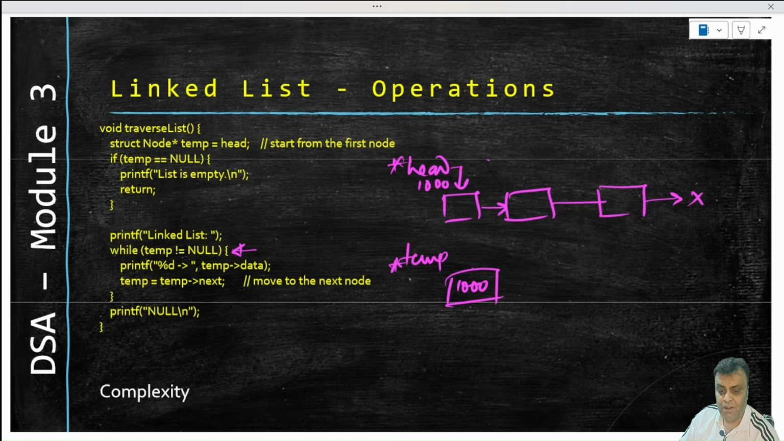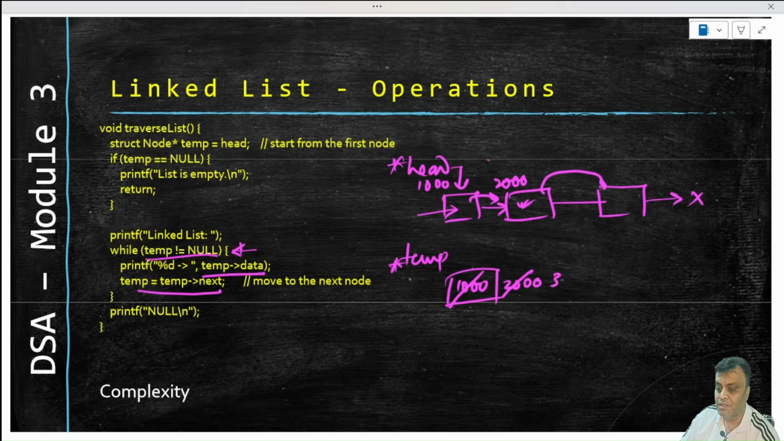So, we will run a loop while temp is not equal to null. Inside this, we will print the temp arrow data, and then we will say temp equal to temp arrow next. So this becomes 2000. Next is pointing to 2000, and then we will print the data here. Then we'll say temp equal to temp arrow next.